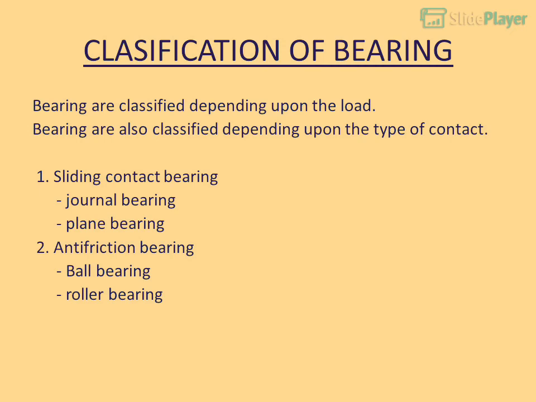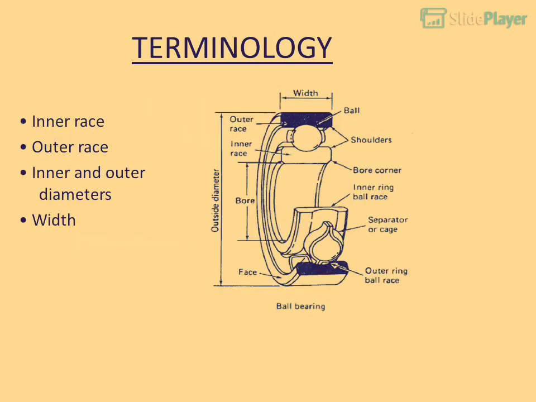Classification of bearing. Bearings are classified depending upon the load. Bearings are also classified depending upon the type of contact: 1. Sliding contact bearing: journal bearing, plain bearing. 2. Anti-friction bearing: ball bearing, roller bearing. Terminology: inner race, outer race, inner and outer diameters.